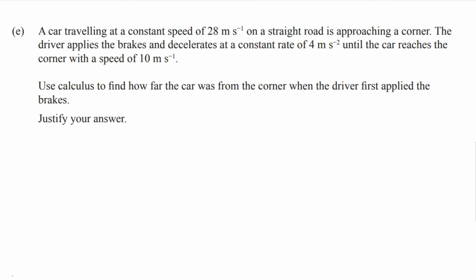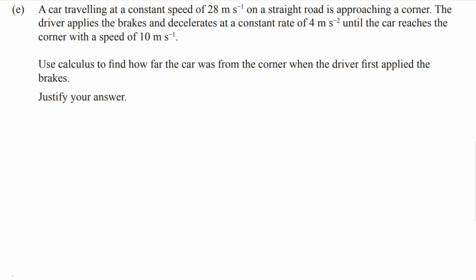All right, so let's go to question E. So guys, with these types of questions, the best way for me to actually understand is to draw a little diagram. So I have got a lovely little car, terrible wheels. Well, you get the idea. And so this car is now traveling at a constant speed of 28 meters per second. So that means at this point right here, velocity equals 28 meters per second. And then it's approaching a corner.